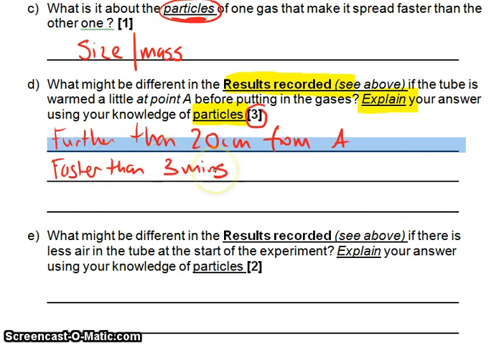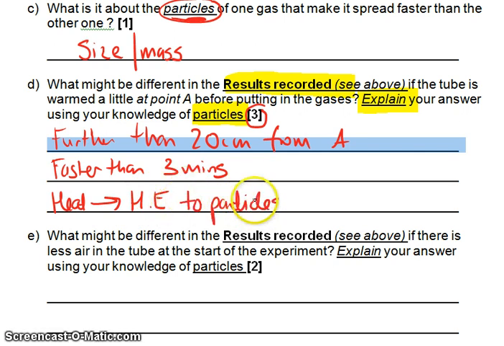So that's 2 important points, but we've got a 3rd mark to try and get, and that's our explanation. We're being asked to explain what this heating does. You need to link the fact that the heat is going to provide kinetic energy for the particles, which means that they're going to therefore diffuse faster.